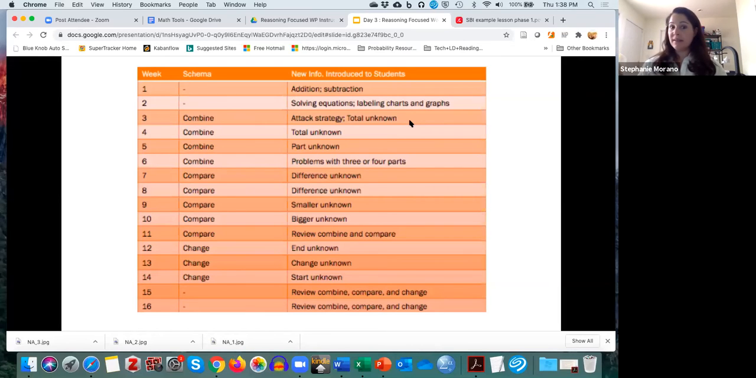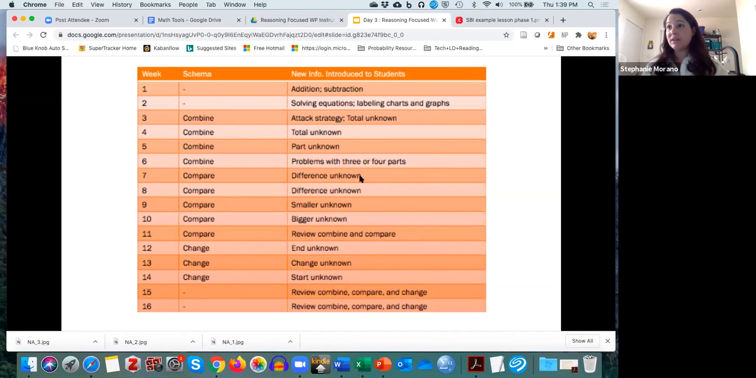moving through the phases. So you've got a second week of total unknown problems, then you're introducing part unknown problems, then you're potentially introducing problems with 3 or more parts if you're working with older students. And then after 6 weeks of combine or total problem instruction, you're going to move on and introduce compare problems.